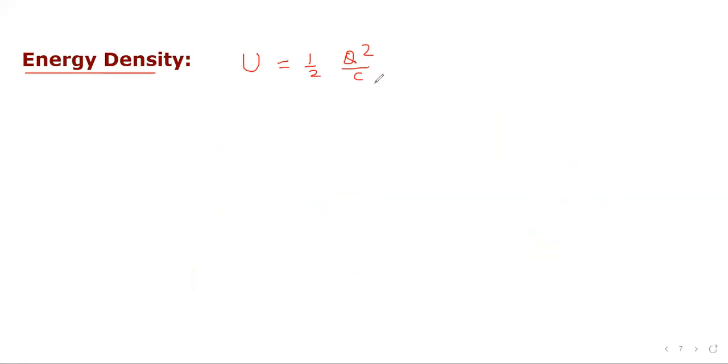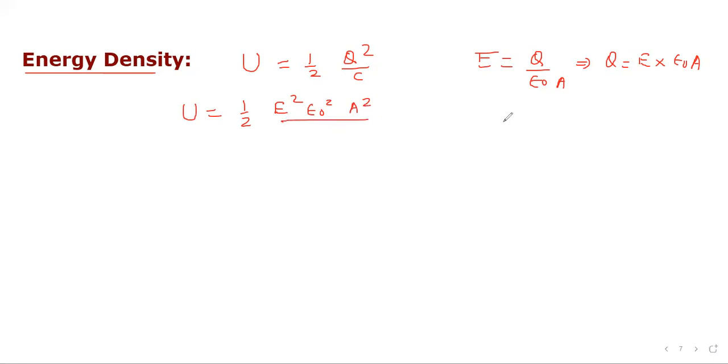Now we write q in terms of electric field. So we know that E equals q upon epsilon naught A. So q will be equal to E times epsilon naught A. So we put this value here. So U equals half, then E square epsilon naught square A square divided by C, and C equals epsilon naught A upon D for a parallel plate capacitor. So we put this value here.